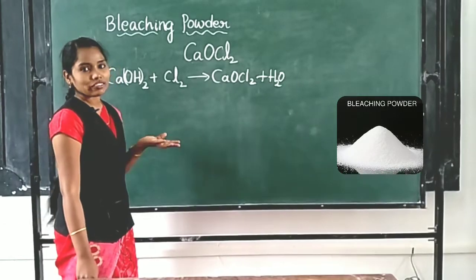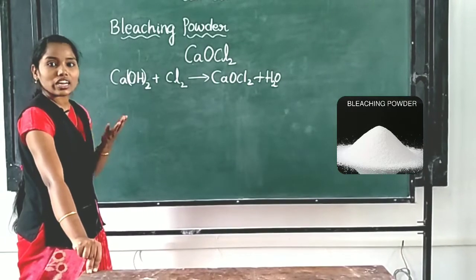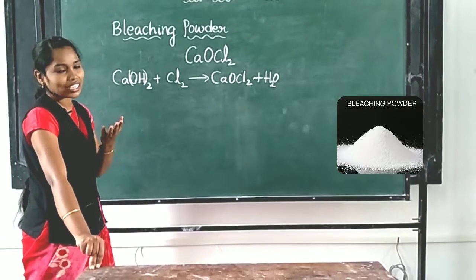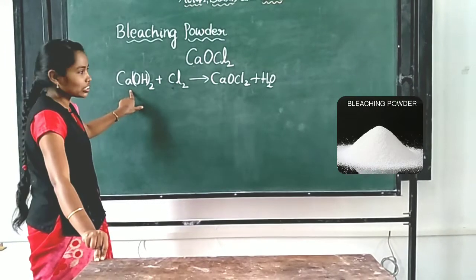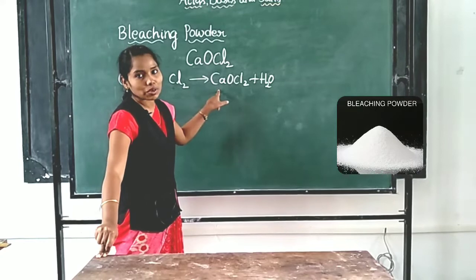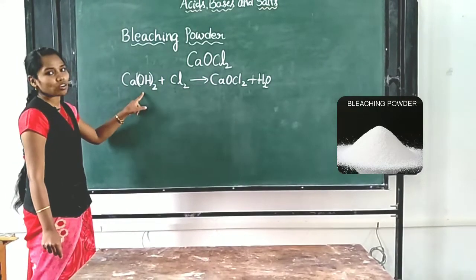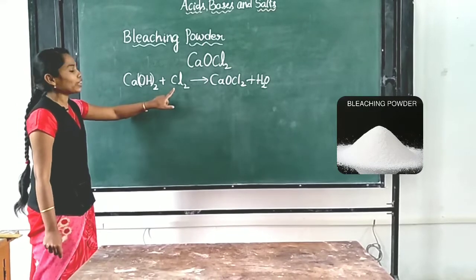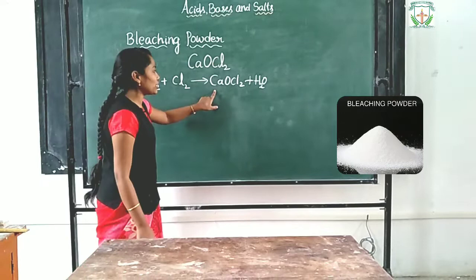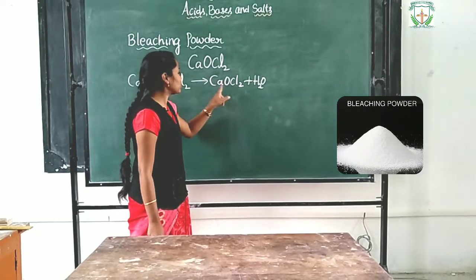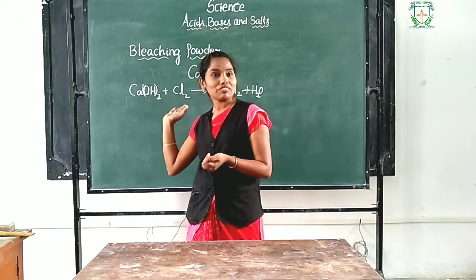How is it going to be manufactured? Which gas is liberated during the chloralkali process? It is chlorine gas. So by the action of chlorine gas on calcium hydroxide, the bleaching powder is going to be prepared. That is, by the action of chlorine gas on slaked lime, the bleaching powder, that is calcium oxychloride CaOCl2, is going to be prepared.